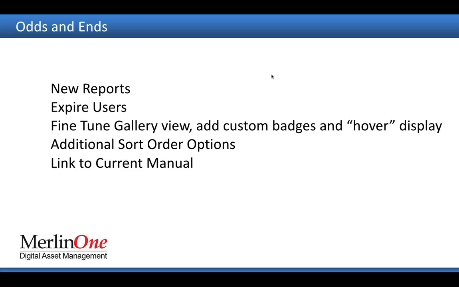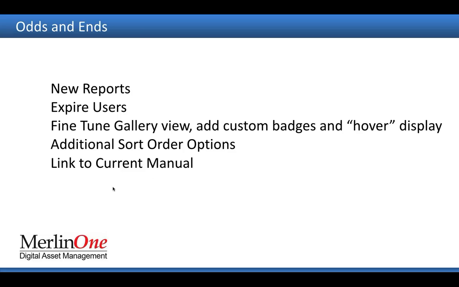Additional sort order options. Previously you were limited to sorting on things like the date input or the date published. Well, we've added the ability to sort on virtually any field in the database. So if you want to search on the byline, you can do that. If you wanted to search on some other field like the category field or the supplemental category, you can do that. And we've made it easy for an admin user to add additional sort options to the sort area.